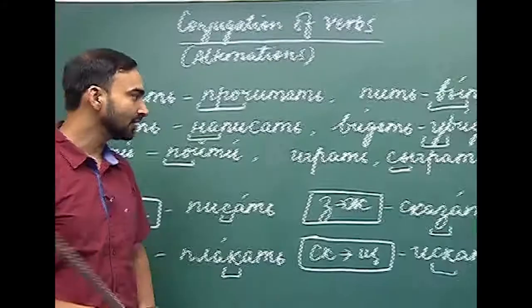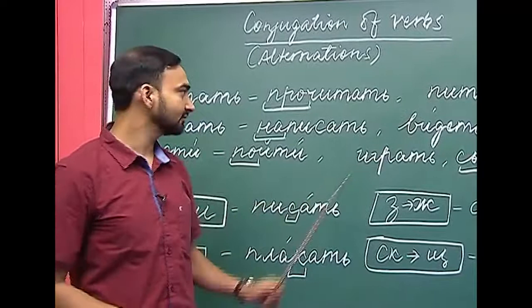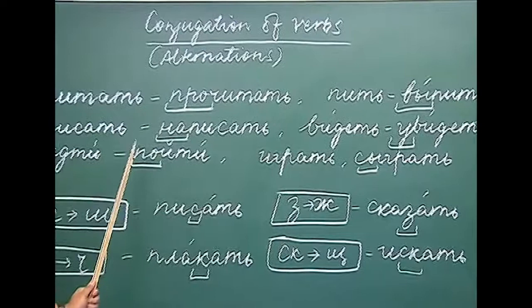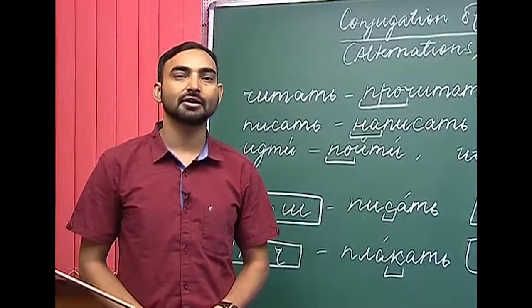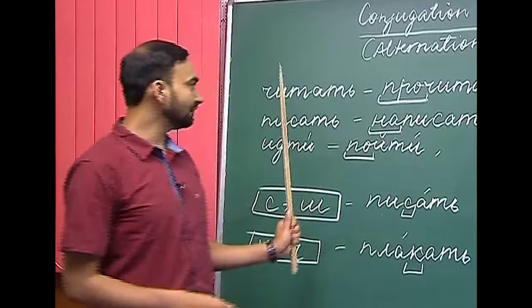As you can see, the perfective aspects of these verbs have been formed by adding various prefixes. For example, here we have used the prefix pra, here vi, na, u, pa, and sa. So, these are the prefixes that we use to form the perfective aspect. If the perfective aspect is formed by adding prefixes, then the conjugation will be the same as the imperfective aspect. For example, if you know the conjugation of chitaj, prachitaj will have the same conjugation.